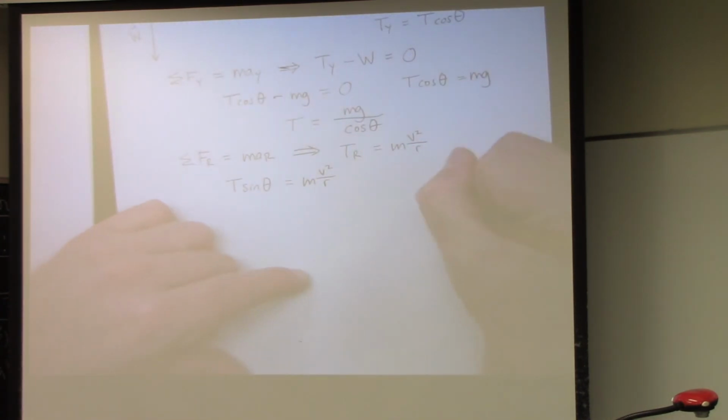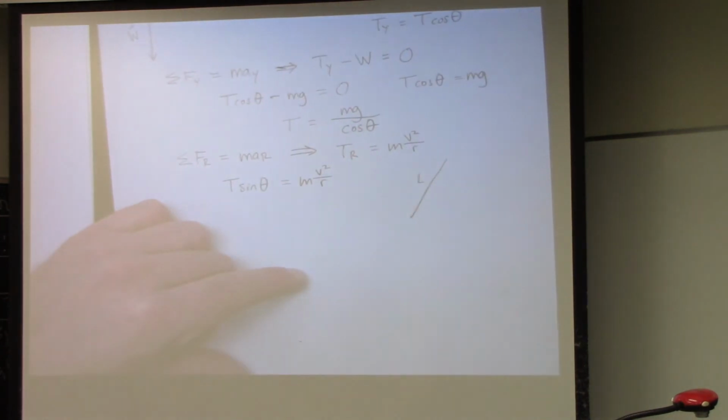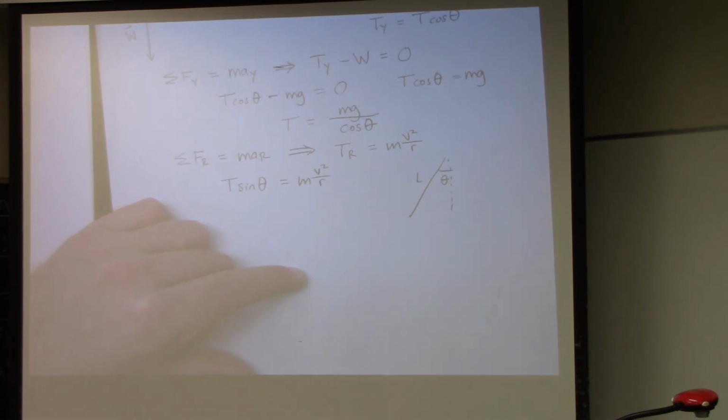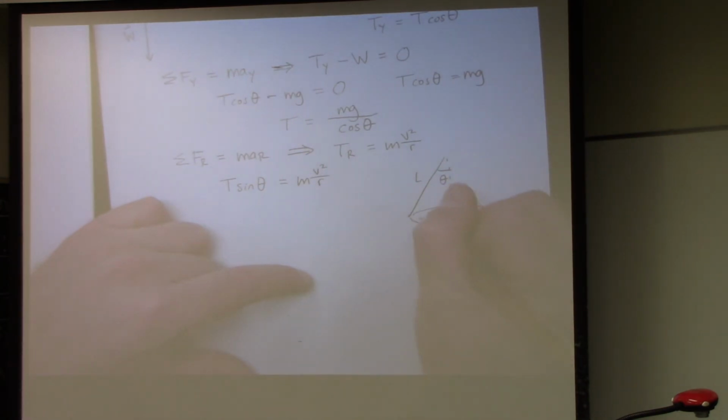This is the string, length L. Remember, the string itself makes an angle theta with respect to the vertical, like this. And then the ball moves in a circle like this. So actually, if we look at the radius of that circle, it's not the same as the length of the string. It's down here. This is the radius. This is r.